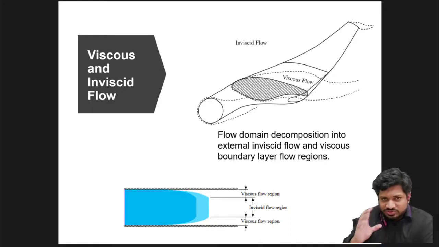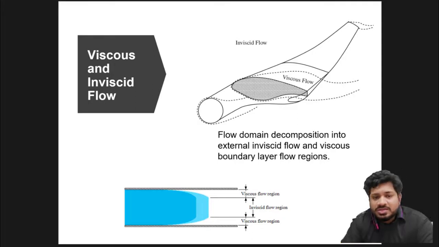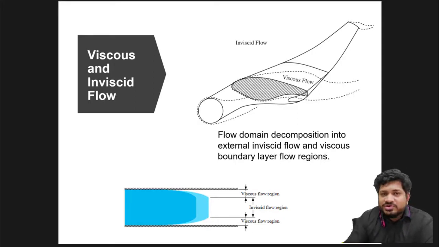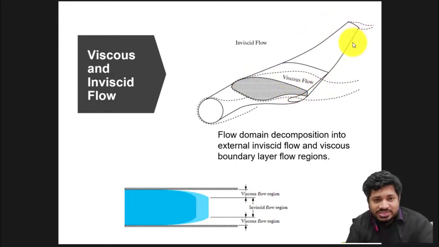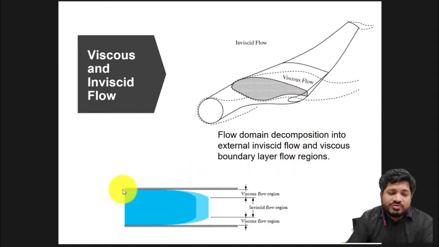It means that the viscosity effects are negligible. So these things are very important when we talk about turbine blades, where we need to understand where the viscous flow region is and where the inviscid flow region is. This is also important for flow through pipes.